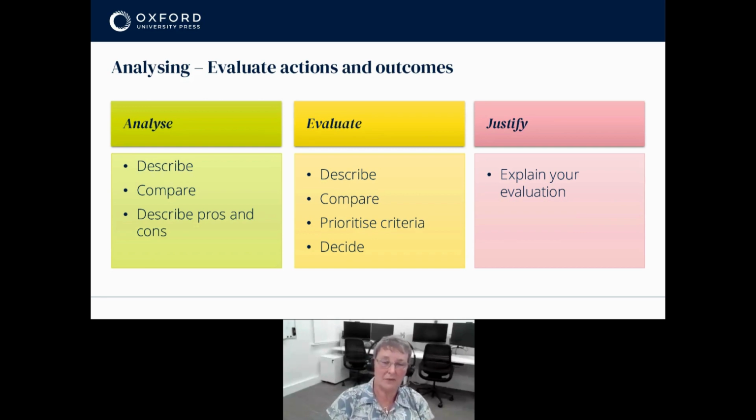So if you're analysing, that's as far as you need to go. Whereas if you're evaluating, you're describing it, you're comparing usually two things or comparing it against criteria, and then you have to make a decision. Does it meet those criteria or does it not meet that criteria? Because you're making a judgment call. So analysing, you stop at describing the pros and cons. Evaluating, you need to make a decision, which means you need criteria for that decision. And when you're justifying, you're explaining your evaluation.